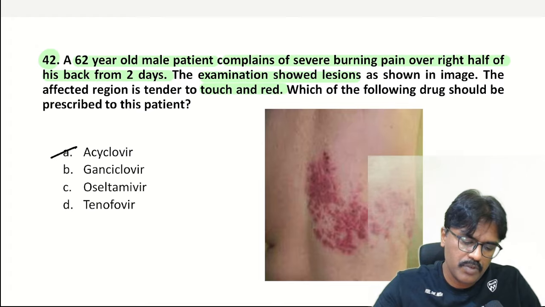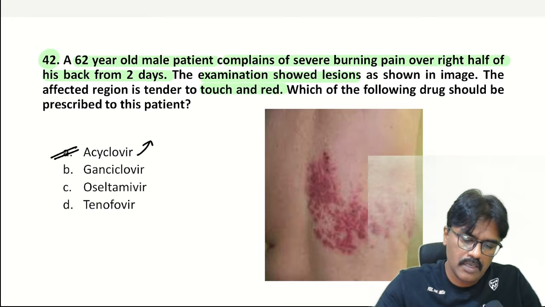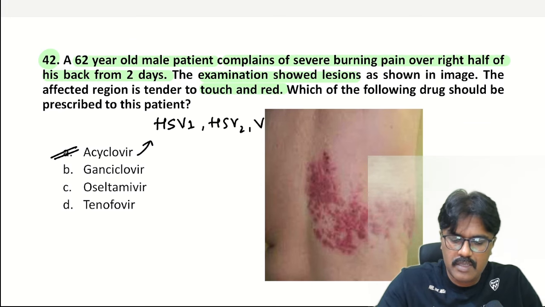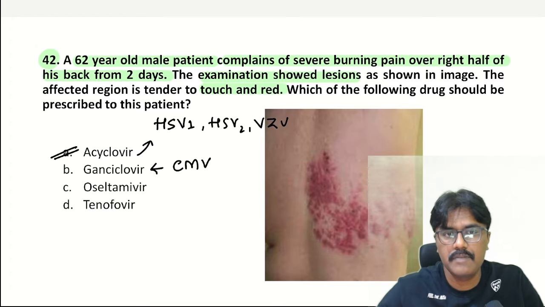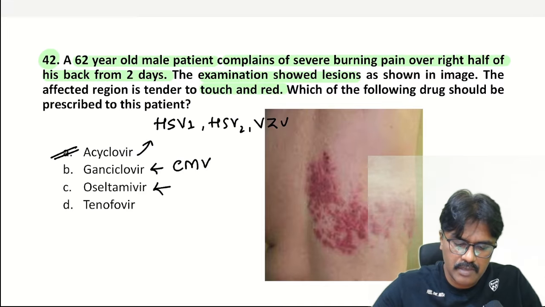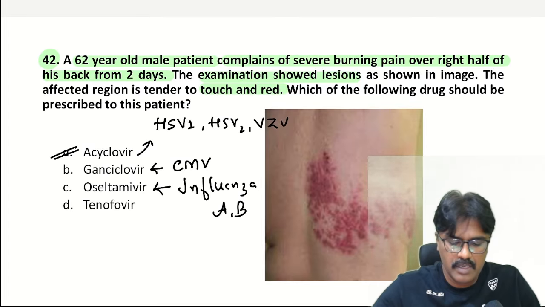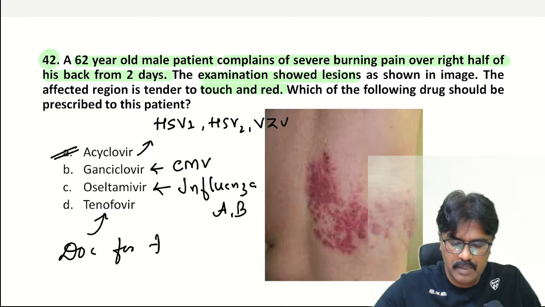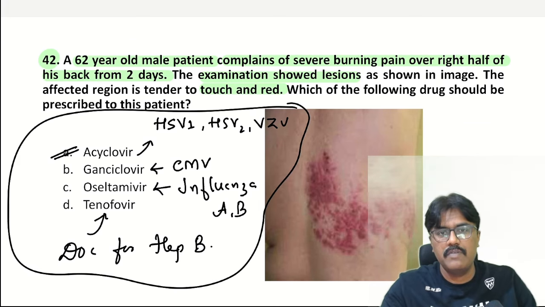For herpes zoster, the drug of choice is acyclovir or valacyclovir, both are the same. So this is the drug of choice for herpes 1, herpes 2, and varicella zoster virus. Ganciclovir is the drug of choice for cytomegalovirus. Oseltamivir is the drug of choice for influenza. Both A and B is the drug of choice. Tenofovir is used in HIV also, but it's also the drug of choice for hepatitis B. So in one exam MCQ, we have covered drug of choice for various virus infections.